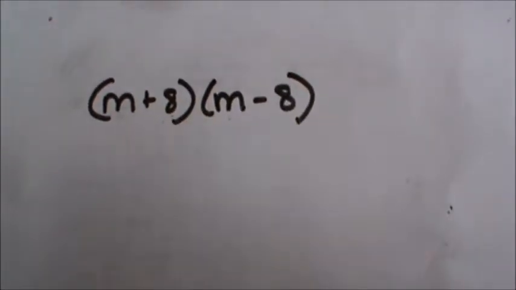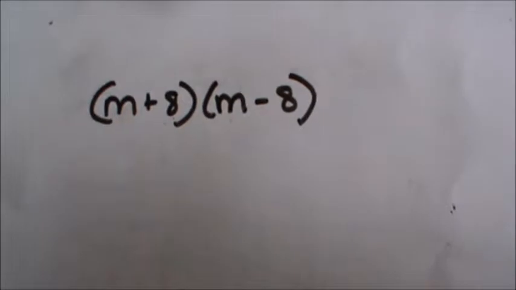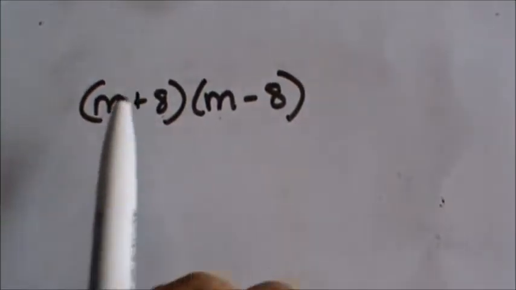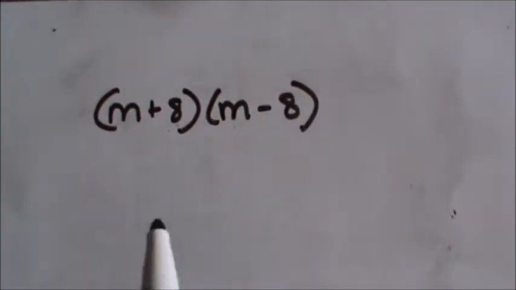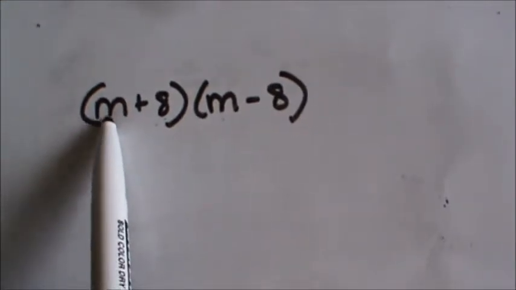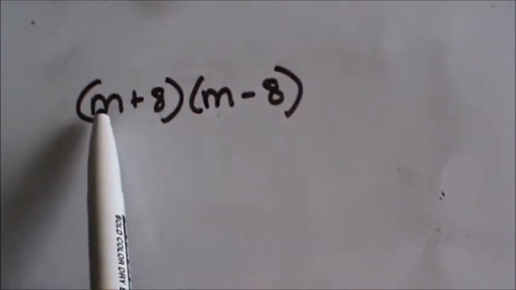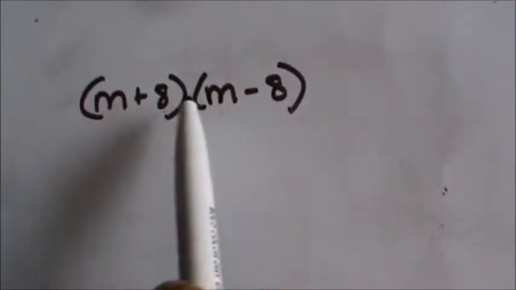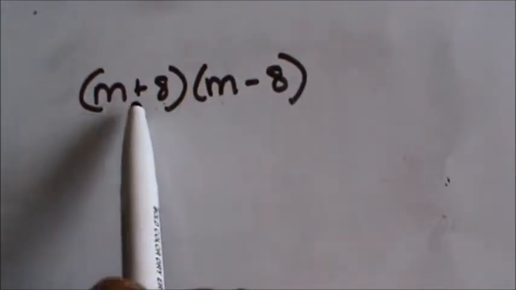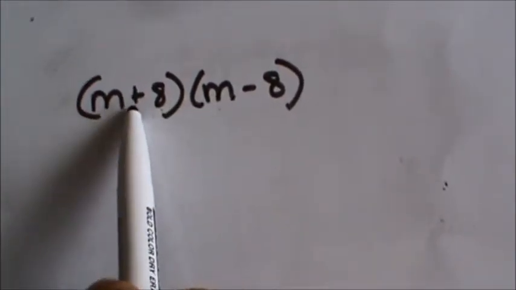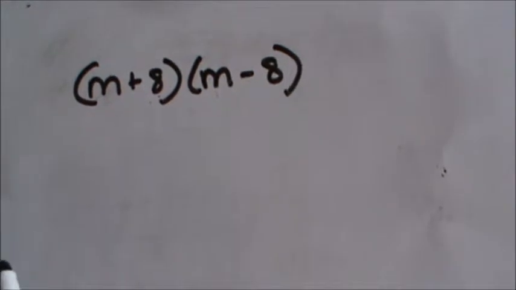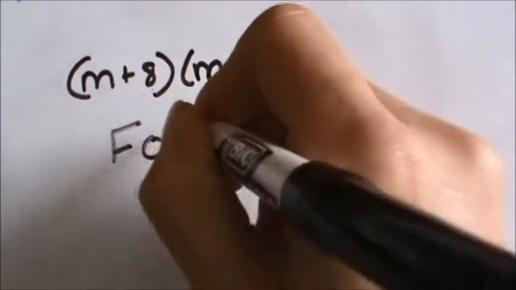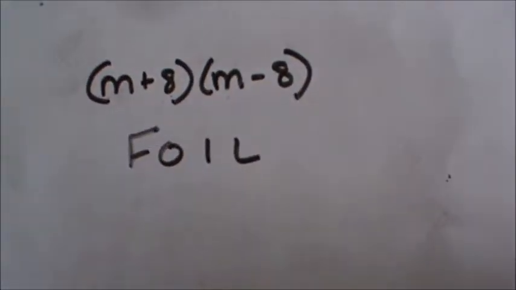This whole section is about a special rule that comes out when you are multiplying these kind of special binomials together. Notice they both have the exact same variable here, and they have the exact same number here. So these binomials are exactly the same, except one has an addition sign and one has a subtraction sign. So let's see what happens when we try to use FOIL to multiply this out.